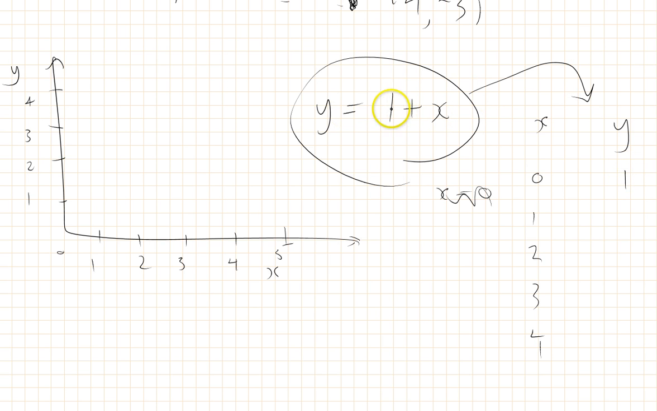So y is 1 because y is 1 plus x. And that's 2 because 1 plus 1 is 2. 2 plus 1 is 3. 3 plus 1 is 4, 5. So we've got a whole bunch of pairs of coordinates here.